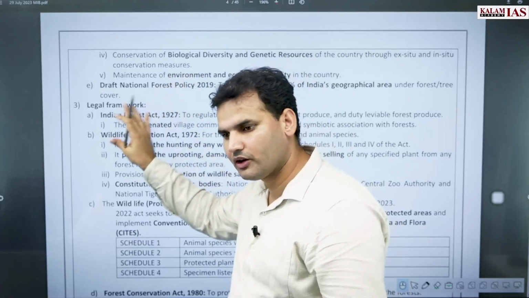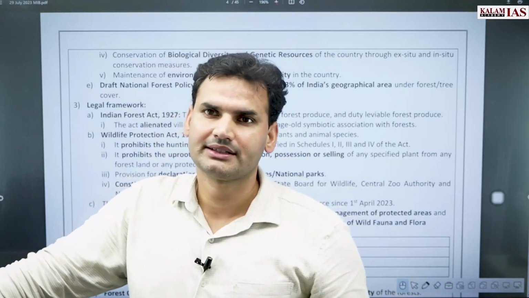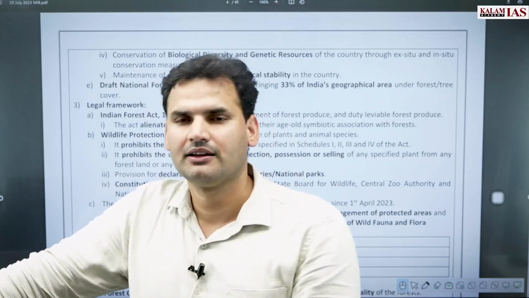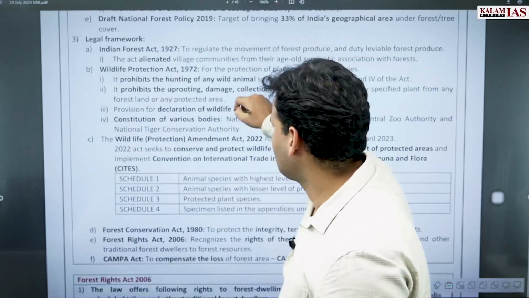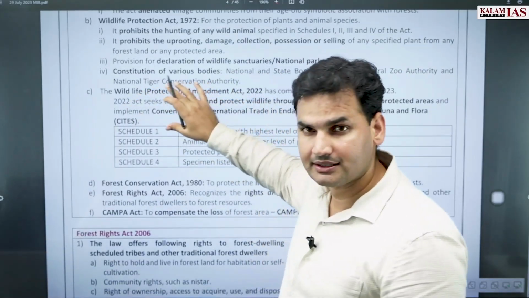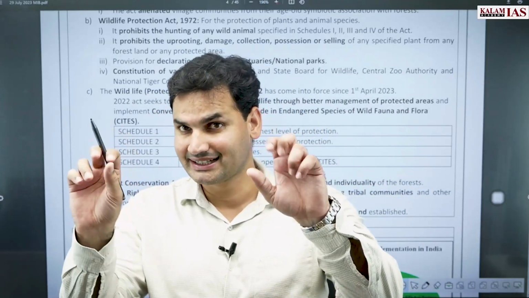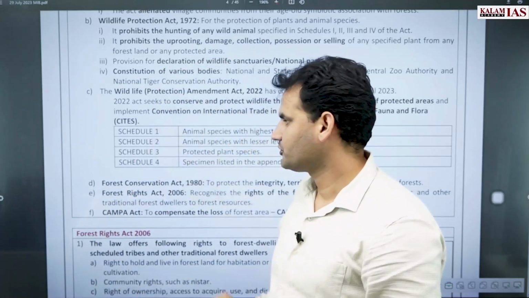So if we talk about forest, so it started from Indian Forest Act 1927. Then we had Forest Conservation Act 1980. And recently we had amendment rule in year 2022. Then very important, इस पे अलग से क्वेश्चन आ सकता है, that is Wildlife Protection Act. Earlier we used to have what, 6 different schedules, but now they have been brought down to 4 different schedules.